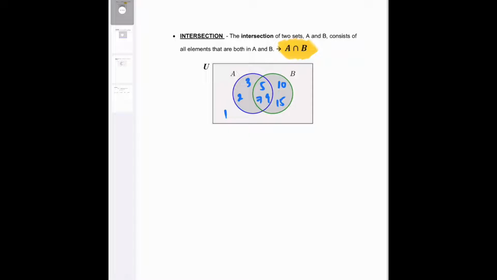All right, so by looking at this Venn diagram, if we want to know the intersection of A and B, which are 5, 7, 9.